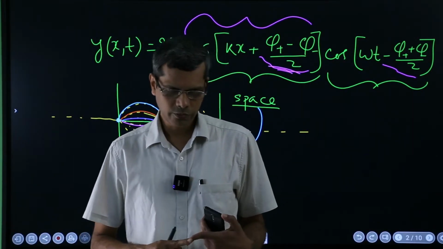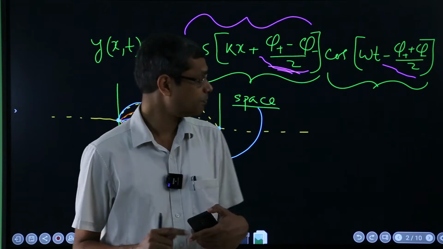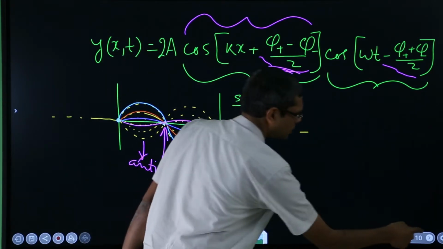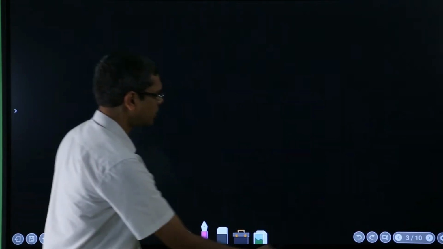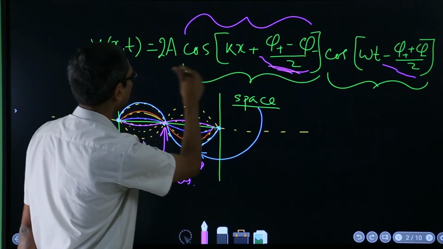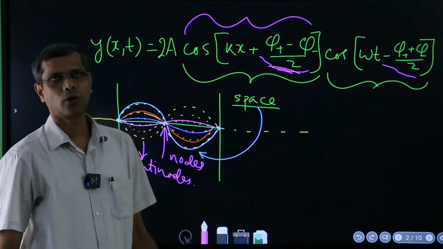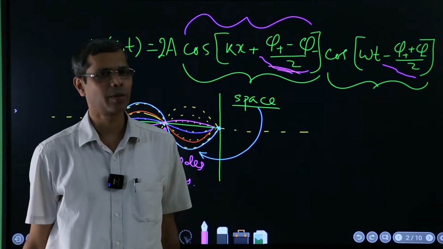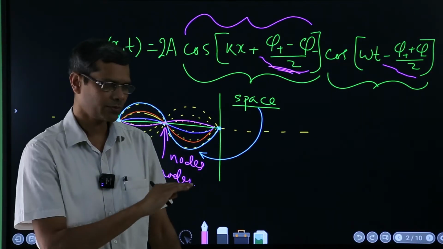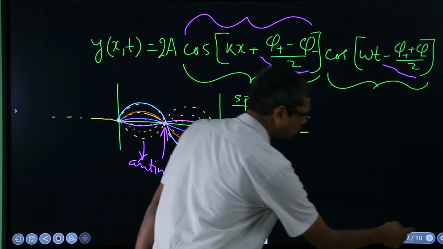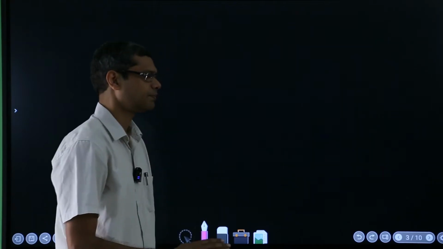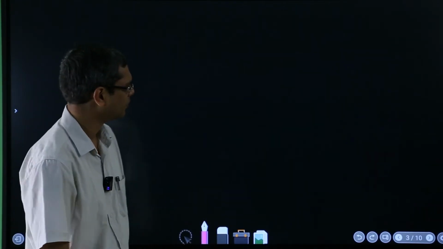So now we will start with the discussion where we will use the expression which we have derived for two waves travelling with the same amplitude from both sides. This concept we will use to look at boundary conditions.